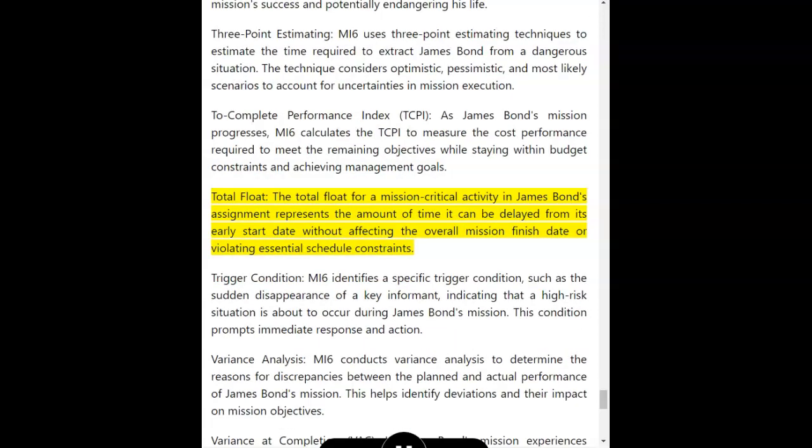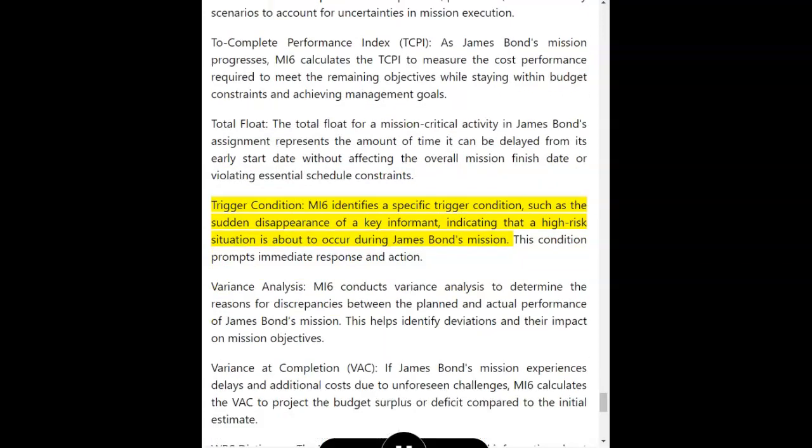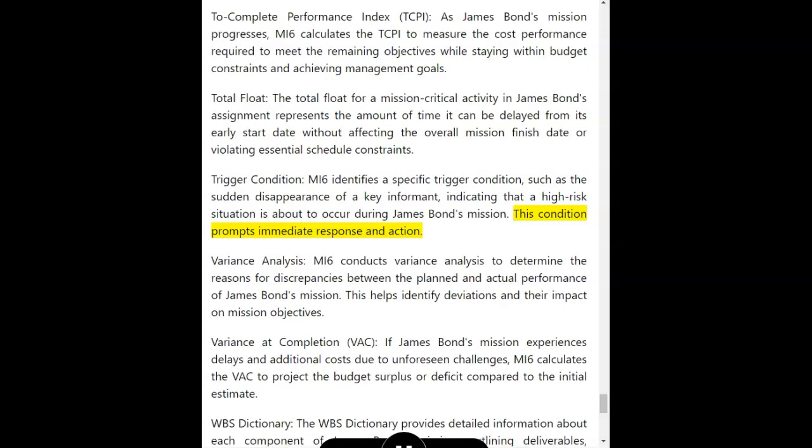Total float. The total float for a mission-critical activity in James Bond's assignment represents the amount of time it can be delayed from its early start date without affecting the overall mission finish date or violating essential schedule constraints. Trigger condition. MI6 identifies a specific trigger condition, such as the sudden disappearance of a key informant, indicating that a high-risk situation is about to occur during James Bond's mission. This condition prompts immediate response and action.